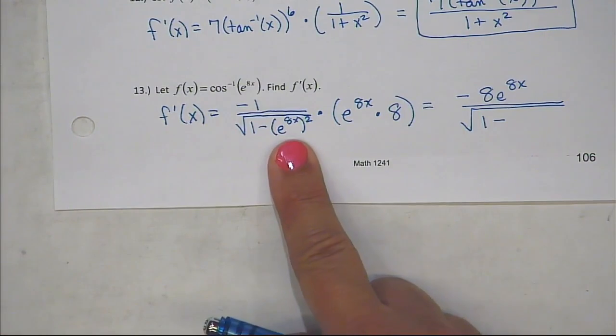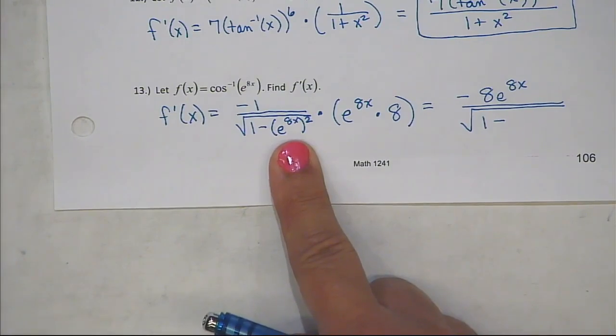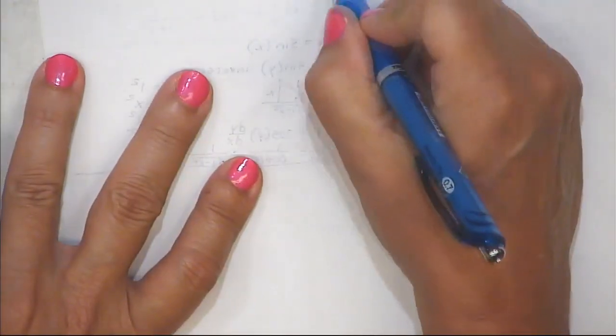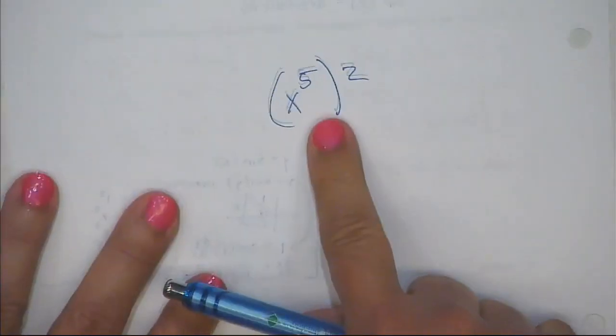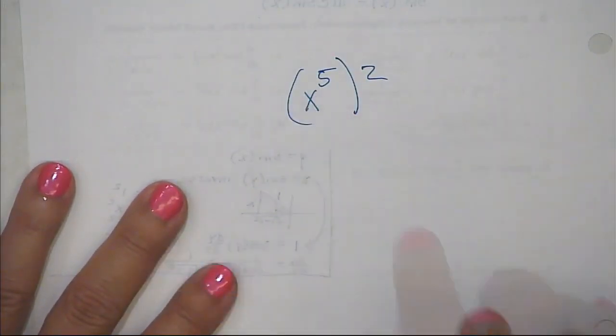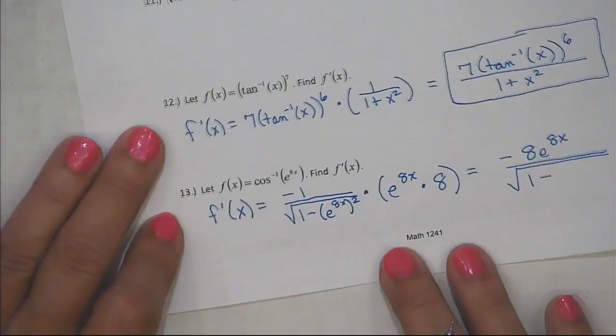What is e to the 8x squared? 16? Because I guarantee you the wrong answers are going to be one of your choices on multiple choice. 64 squared? 16? No, not 64. What do you do when you raise a power to a power? Multiply. You multiply. What do you do when you have this? What is that? X to the 5th squared. That is x to the 10th. You multiply. So what is 8x times 2?